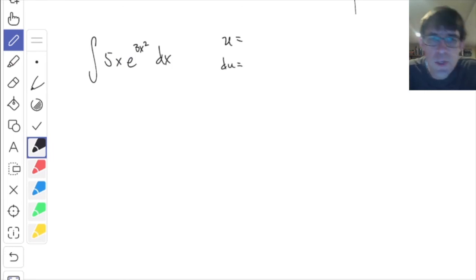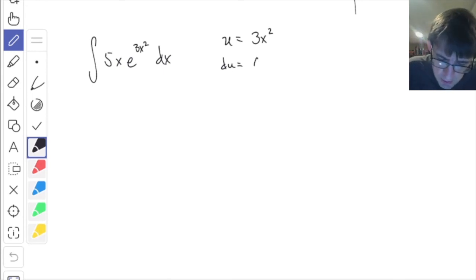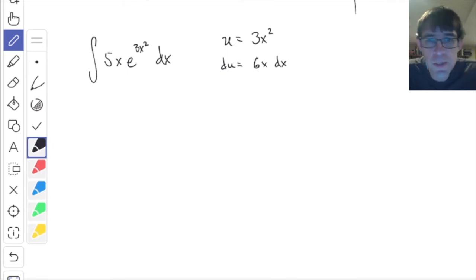Remember the procedure here. We choose the u. You choose the u yourself, and then the du, you calculate by taking the derivative. What do you think? What should I choose for the u? 3x squared, they said. Yeah, I agree. You want to choose the inside of something, inside of parentheses, inside of an exponent, inside of a square root sign, something like that. In this case, I think the only reasonable choice would be 3x squared. And then the du is the derivative of u, which is 6x dx. Remember, dx always is included in du.